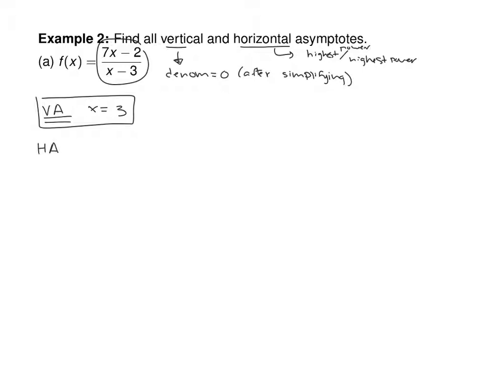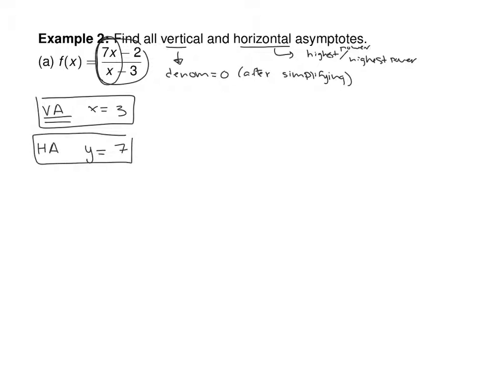Now for horizontal asymptotes, you're looking at what happens as x gets really big, like infinities, like, well, millions, trillions. And all that matters there are these two highest powers. So you have 7x over x. Does that simplify at all? Yes, so it'd be y equals 7.